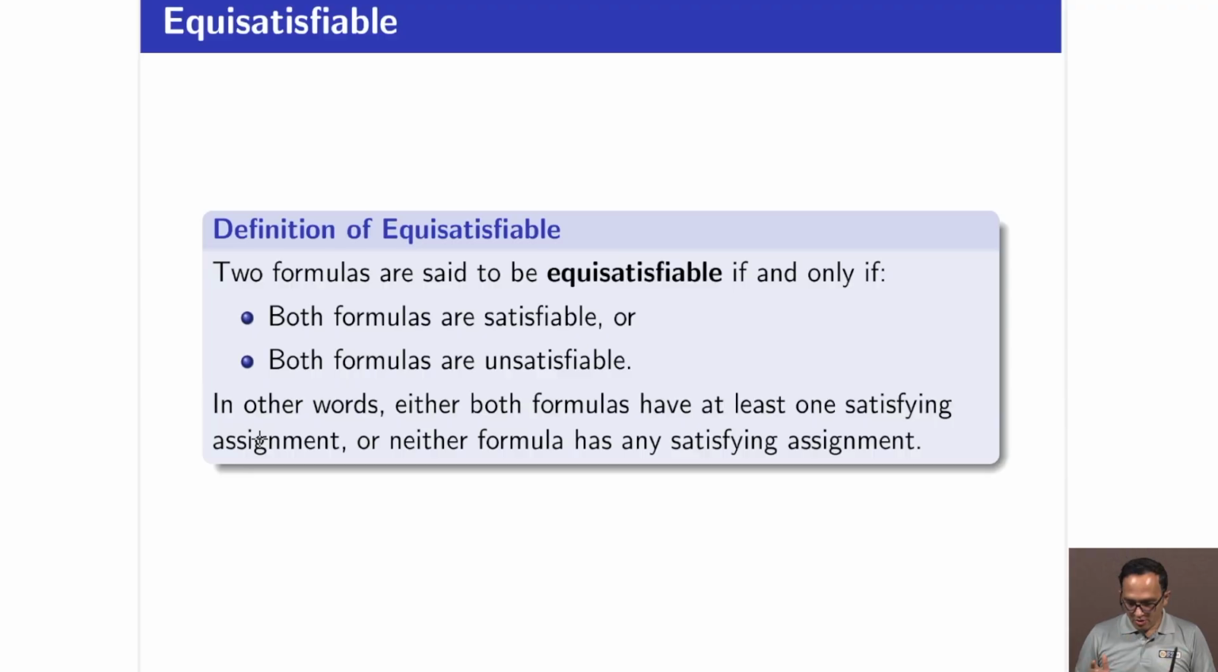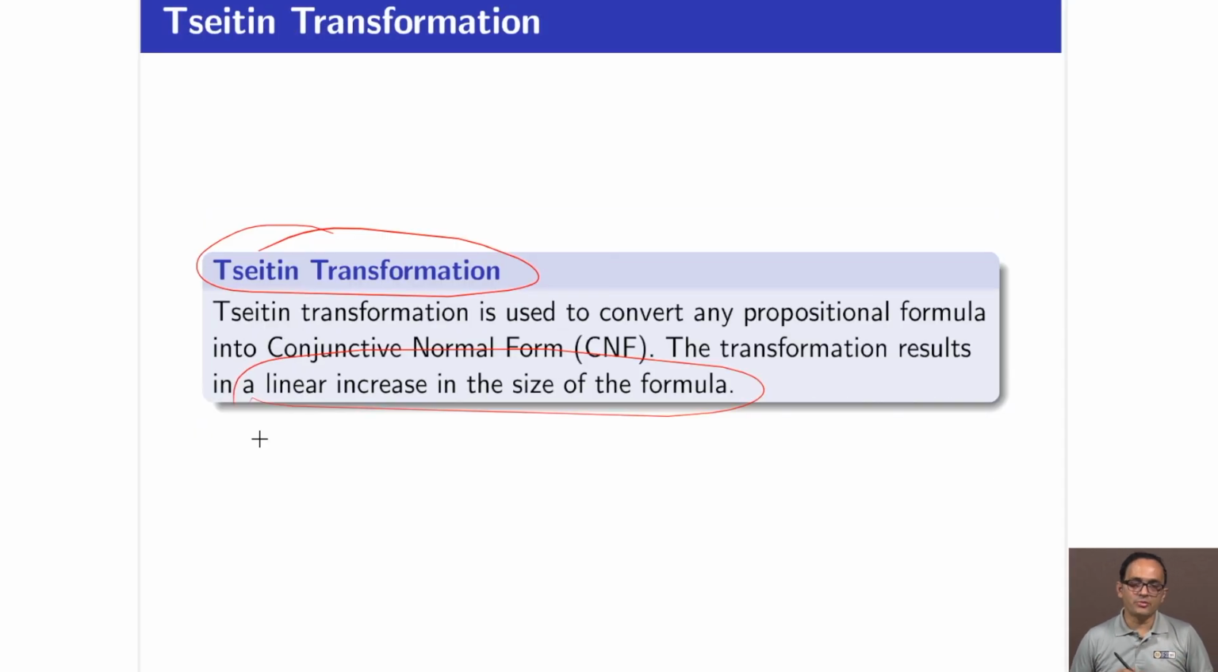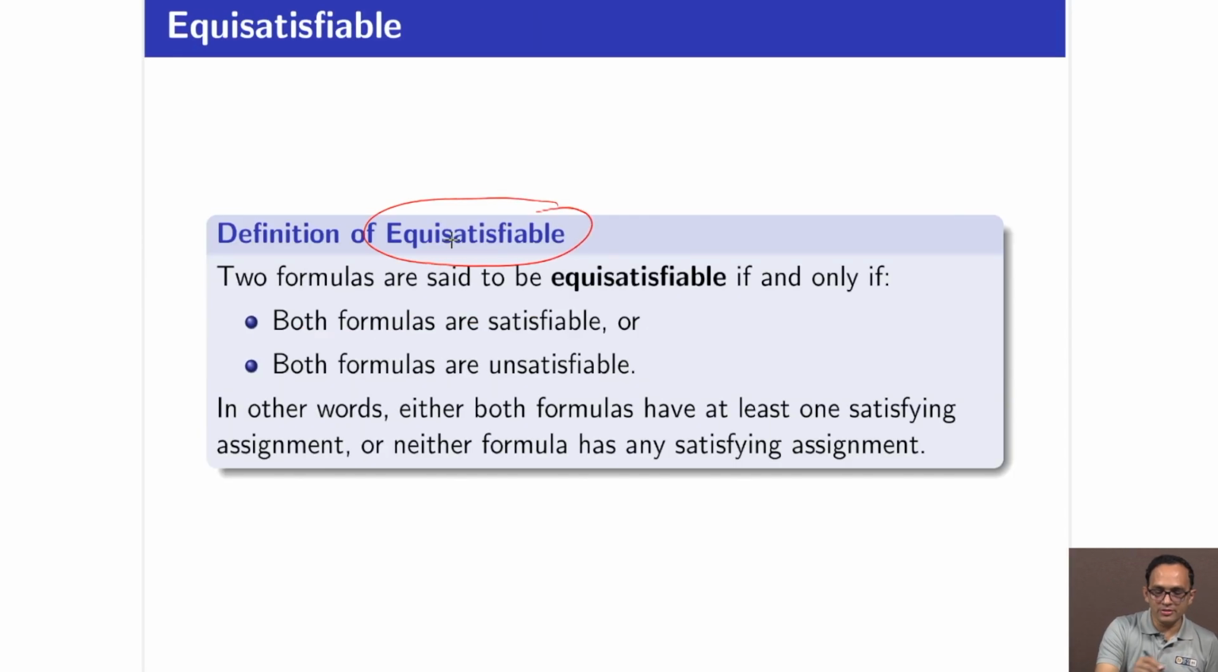So in that case, we will use the Tseitin transformation, but this transformation does not exist for DNF. Okay. We will learn about the Tseitin transformation in the next class. When we talk about it, the definition of equisatisfiable is important. What are you doing here? You have a formula f, you are converting it into f dash. Now you have to make sure that f and f dash are equisatisfiable. What does it mean? Both formulas are satisfiable or both formulas are unsatisfiable.